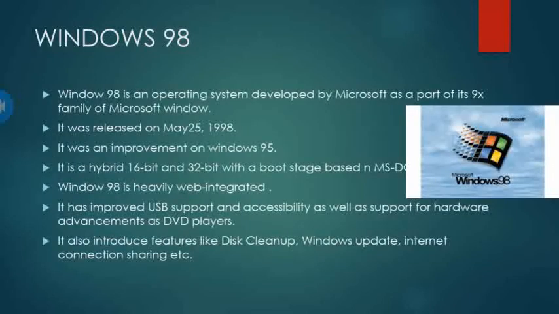Next is Windows 98. Windows 98 is an operating system developed by Microsoft as a part of its 9X family of Microsoft Windows. It was released on May 25th, 1998, and it was an improvement on Windows 95. Windows 98 was developed after Windows 95. It is a hybrid of 16-bit and 32-bit. Windows 98 is available in both 16-bit and 32-bit with a boot stage based on MS-DOS.